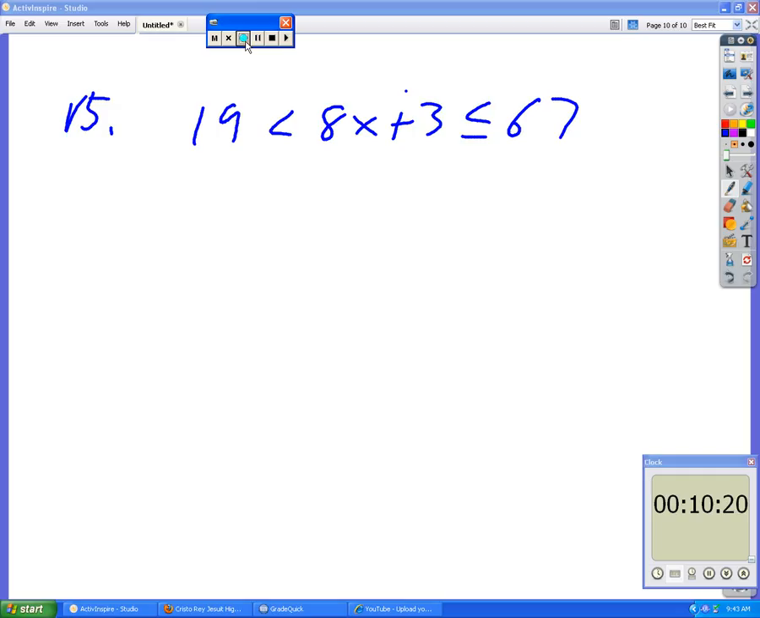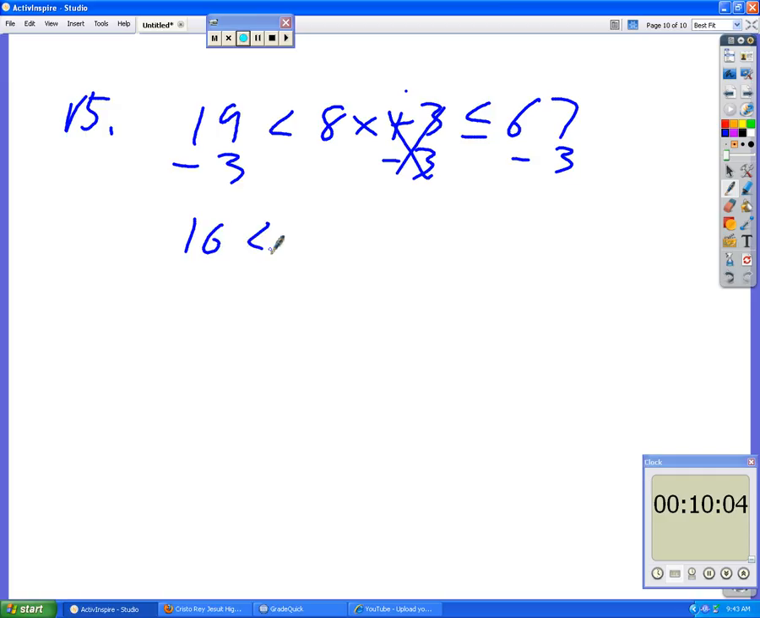I work the inside only. There's where the x is, I get that x by itself. So I subtract 3, so they cancel, which means I have to subtract 3 from that side and from this side. So I now have 16 less than 8x less than or equal to 64. Again, all I do is start with the inside. The inside tells me what to do. I don't care about the outside.